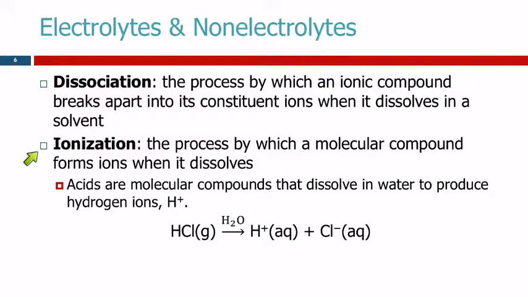Ionization refers to the process in which a molecular compound forms ions when it dissolves. What this applies to are acids. We talked about acids being molecular compounds that dissolve in water to produce hydrogen ions. HCl is not an ionic compound. It's a covalent bond between hydrogen and chlorine, and there are no ions in pure HCl, hydrogen chloride. But when you dissolve it in water, it forms ions. It is ionized.